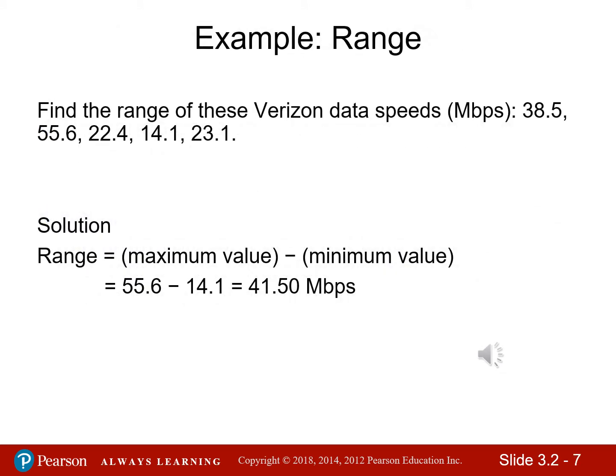Let's go back to our Verizon data speed example and find the range of that data set. Recall that our data set is 38.5, 55.6, 22.4, 14.1, and 23.1. The highest or maximum value of our data set is 55.6, and our minimum value is 14.1. So we would say that the range of this data set is 55.6 minus 14.1, which is equal to 41.5 megabits per second.